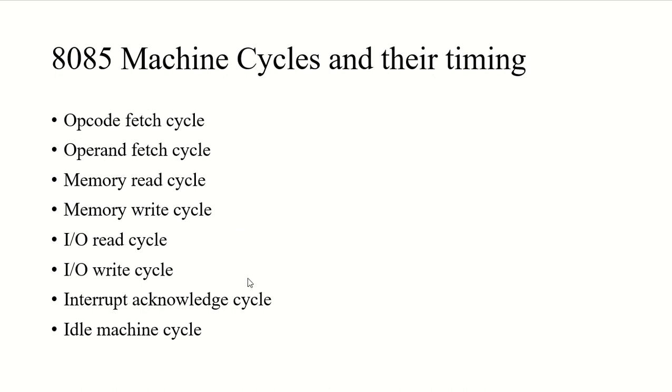Then we have the idle machine cycle. So the microprocessor executes this cycle for internal execution, and during this cycle all data, address and control lines are tri-stated, so the microprocessor does not perform any external operation. So in 8085 there are different instructions which don't complete execution in the given time period, and these instructions require idle machine cycles to complete the execution of the instruction. Right, now we are going to see every machine cycle in detail.